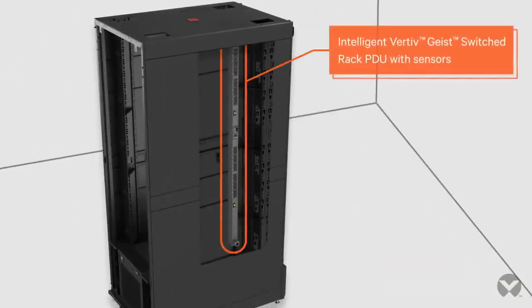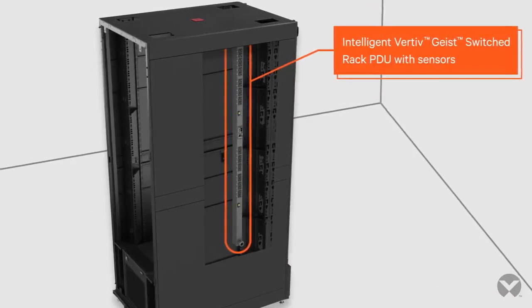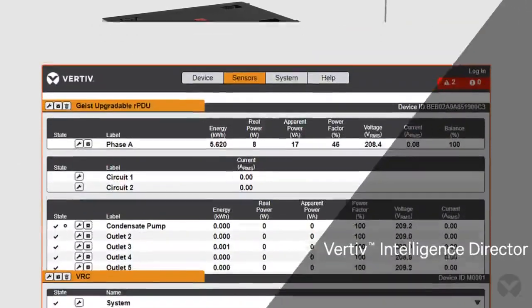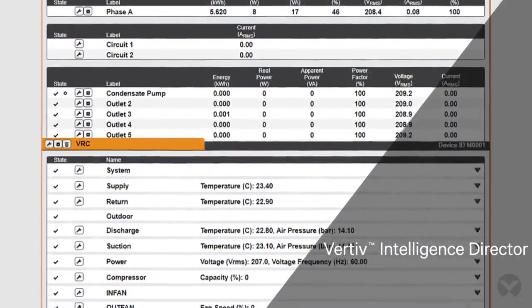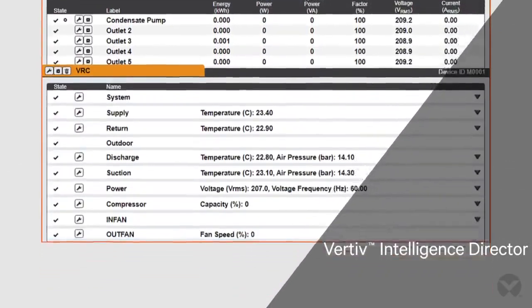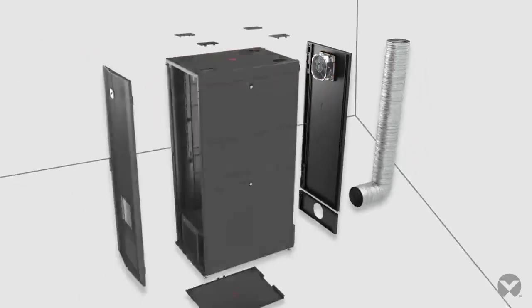Pre-integrated, pre-programmed Vertiv-Geist GU2 rack power distribution unit with sensors provides intelligent outlet-level monitoring across the rack. Vertiv Intelligence Director software for remote monitoring and management of cooling and power distribution components. Pre-installed emergency backup fan system, programmed to increase airflow through the rack during a power outage, extending your time for a graceful shutdown.